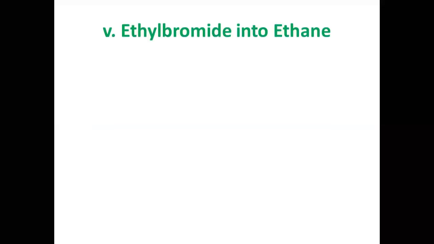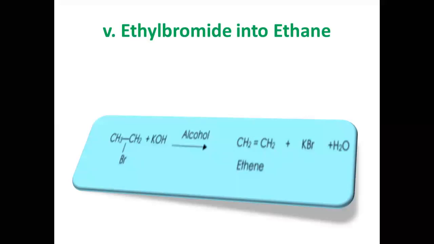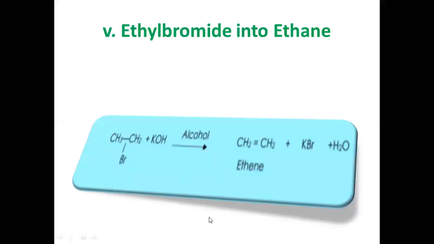The fifth one is conversion of ethyl bromide into ethene. You can see we have ethyl bromide, and conversion of ethyl bromide into ethene will take place in the presence of alcoholic potassium hydroxide. So this alcoholic potassium hydroxide, if you remember, I told you that the potassium will take the halogen with it, and it will form potassium bromide.